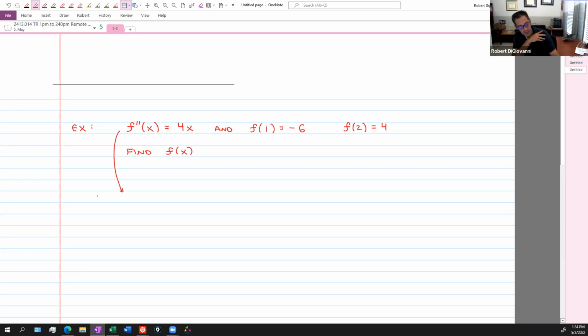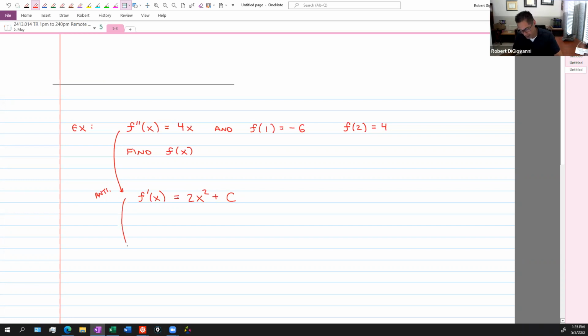So we're going to take the antiderivative. We've already done this. The antiderivative of that was 2x squared plus c, right? And we don't know what c is. Unfortunately, we don't have any information about the derivative, so I'm not going to be able to tell you what c is, right? I can't.